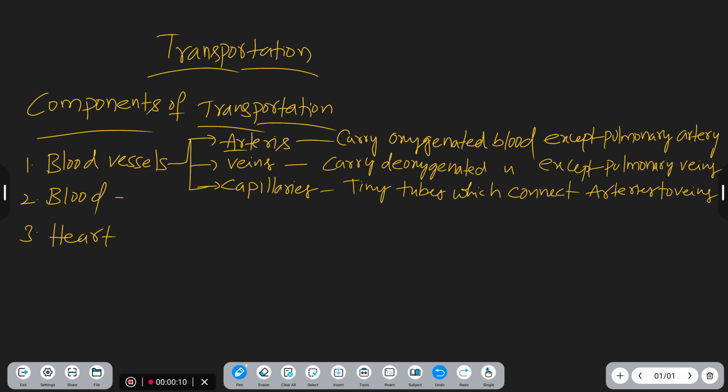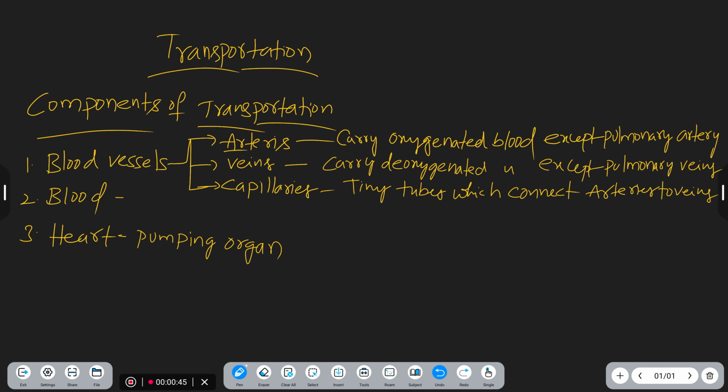Listen. So now the components of transportation. What are the components of transportation? Blood vessels, blood, and the heart. So what are the blood vessels? Arteries, veins, and capillaries. Then blood is the medium to pump all the nutrients and the gas, everything. Understood? So now the heart is the pumping organ. What is the heart? A pumping organ and a muscular organ.